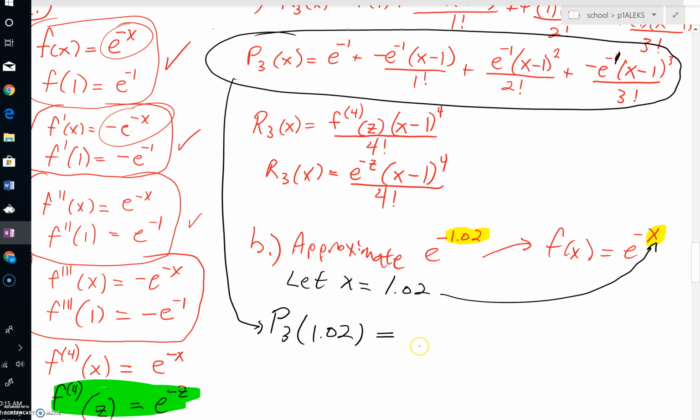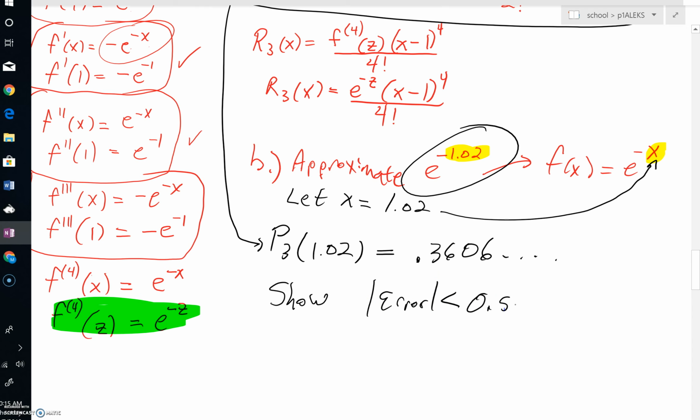This could actually help you evaluate, or approximate, I should say, what a function is going to have for a certain x value. Now, the next question is, how much error do we have? And they want you to use the Lagrange error bound. They want you to show that your error is going to be less than 0.5 times 10 to the negative 4th. So in other words, you want to show that you're accurate to 3 decimal places.